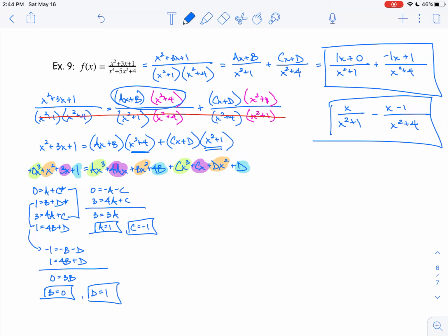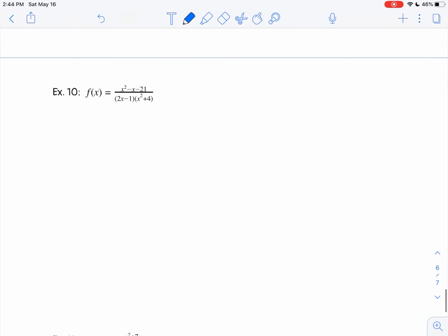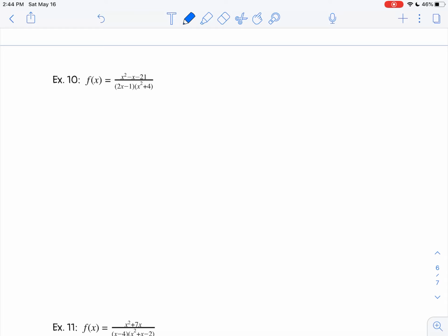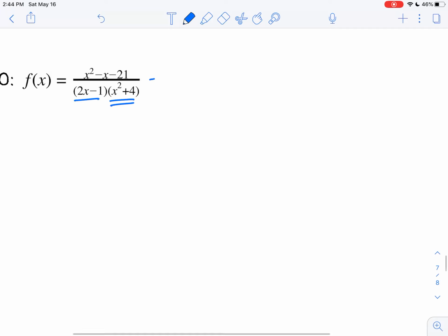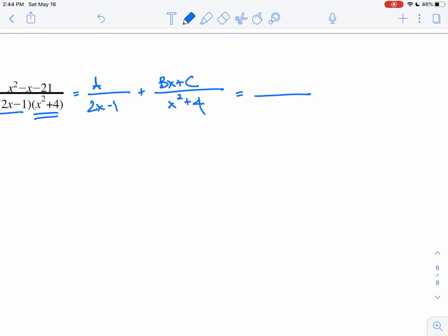All right, let's see if we can't squeeze in one more practice problem here. And let's take a look at number 10. All right, so with number 10, I have a linear factor and I have an irreducible quadratic. So that means I'm going to need a over 2x minus 1 plus bx plus c, a linear one, over the irreducible quadratic. And so let's save some space for our final answer.